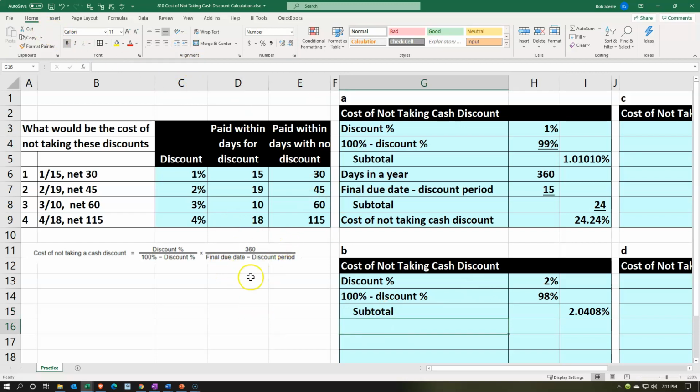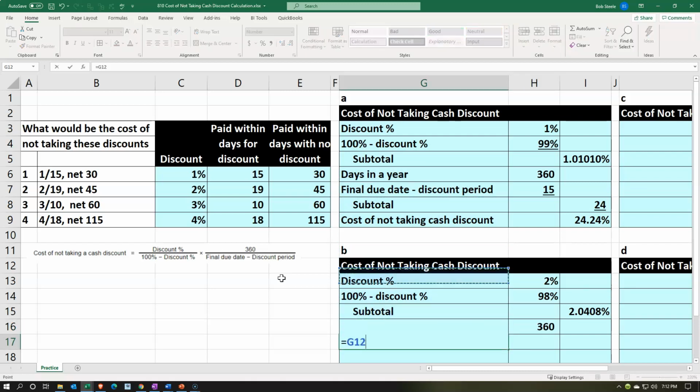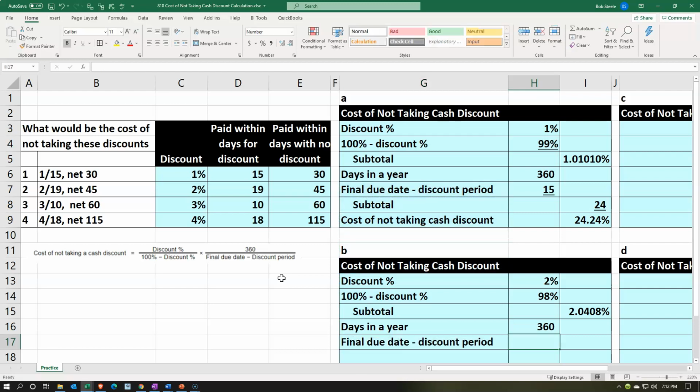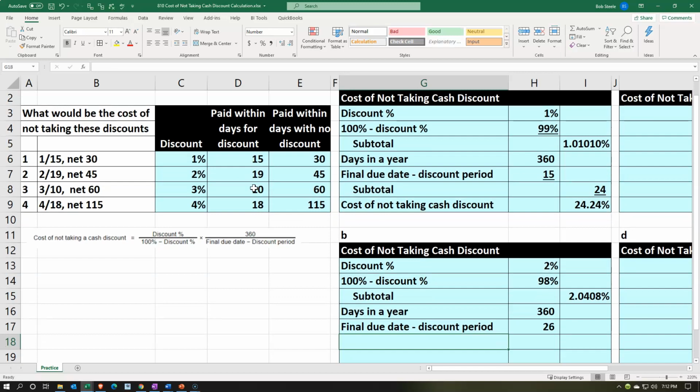Second half. Now this half, we've got the days in the year. So we're going to pick up the days in the year, which is going to be equal to 30 times 12. And then we're going to have this equal to the final due date minus the discount. So the final due date is 45 days out, but we can take the discount period within 19 days, and if we do so, we get a 2% discount. So we're going to say we have the 45 days minus the 19 days. That's a difference of 26 days time period that we're talking about there.